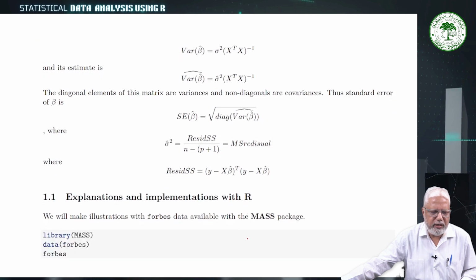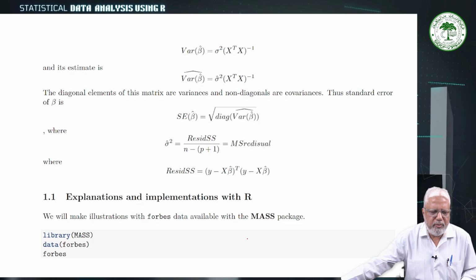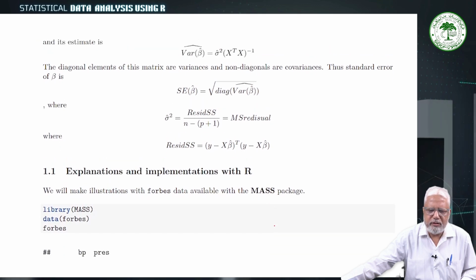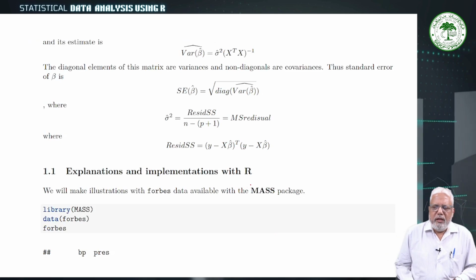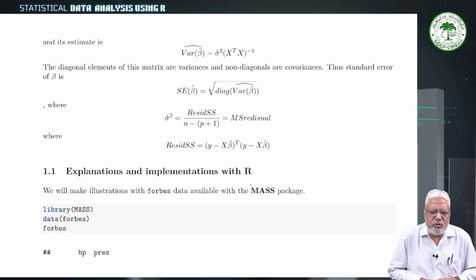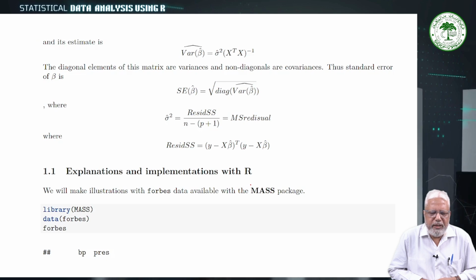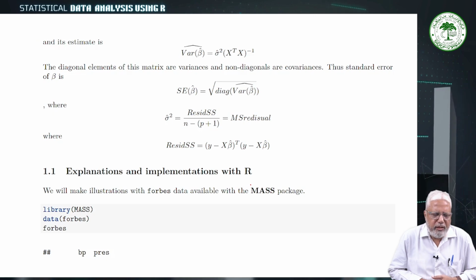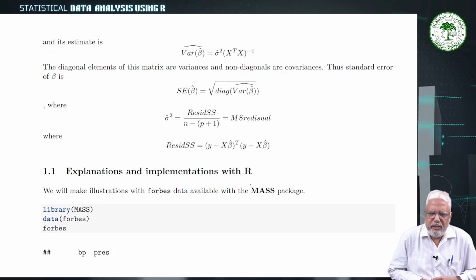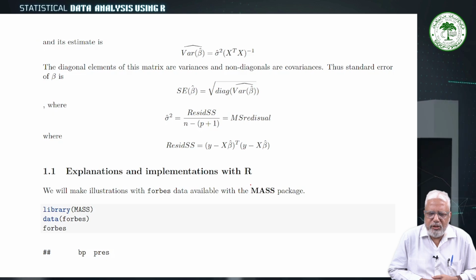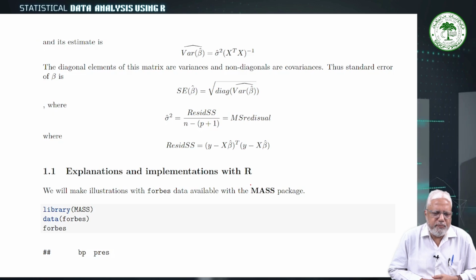Explanations and implementation with R. We will make an illustration with the forbes data available in the MASS package. MASS package is a very famous package of R. MASS stands for Modern Applied Statistics with S-PLUS, a great book that contributed towards the development of R and S-PLUS both, by Venables and Ripley. This book is particularly known as the Bible of Statistics and Computing. Its R implementation is nothing but the MASS package.